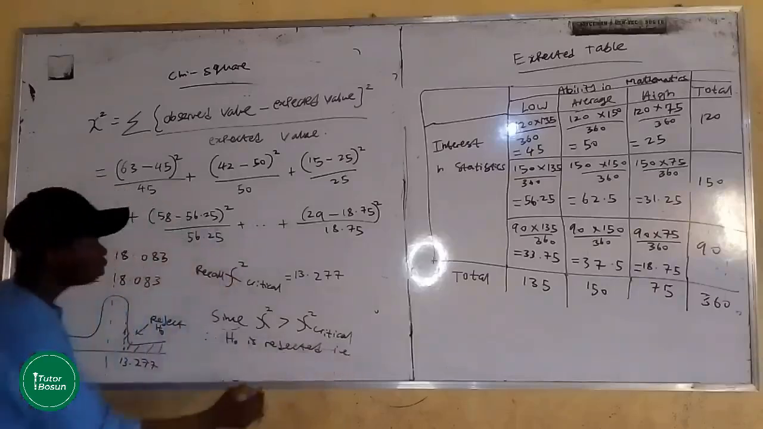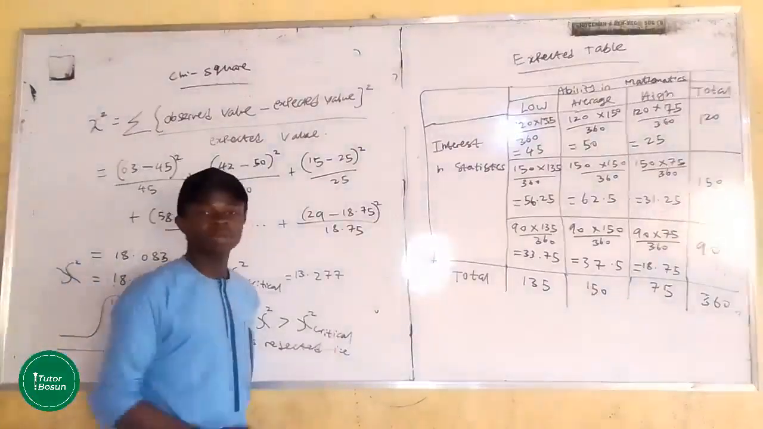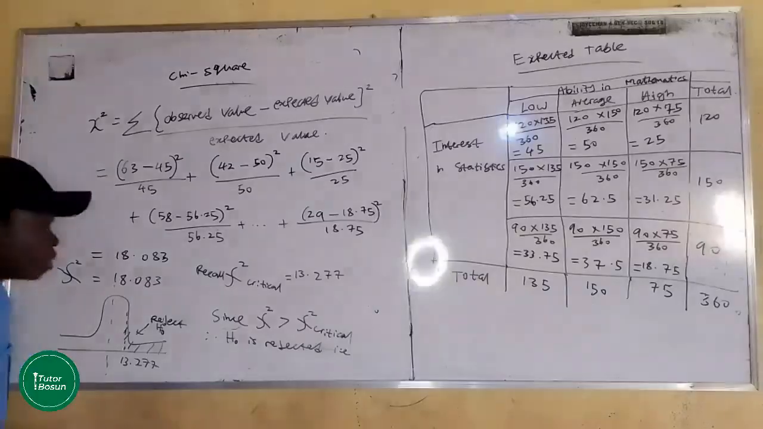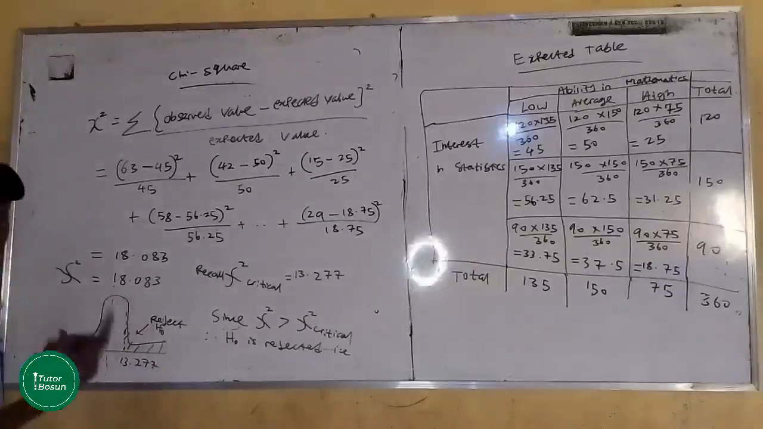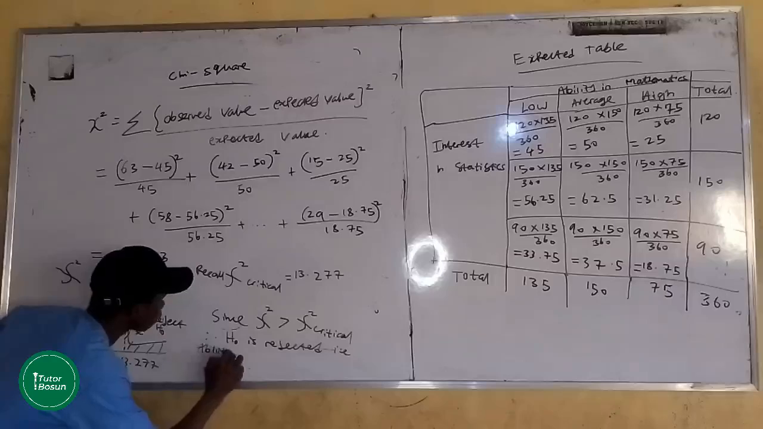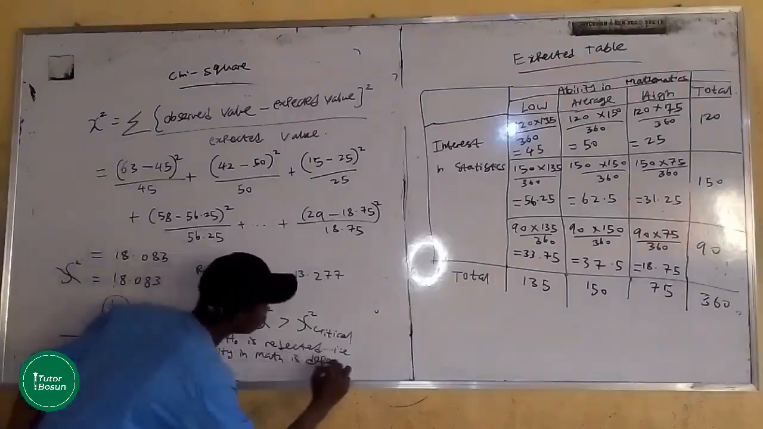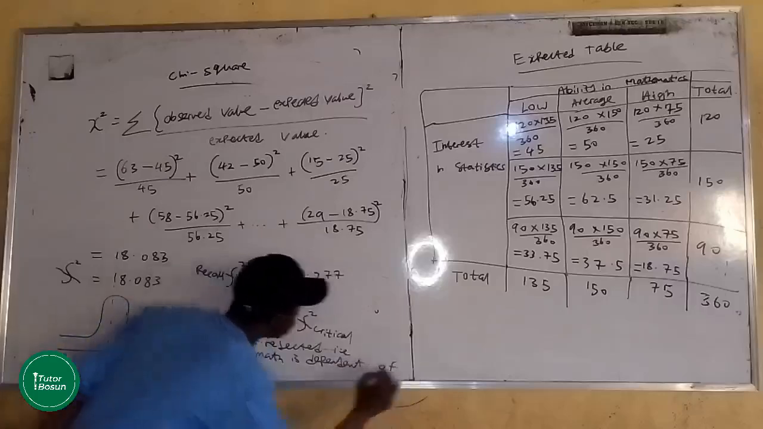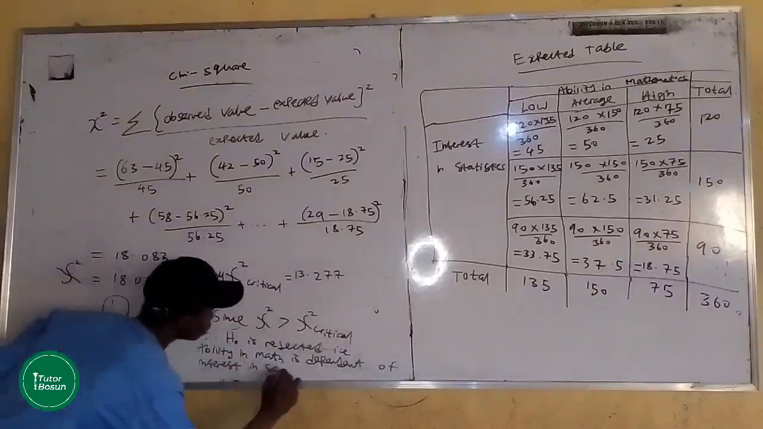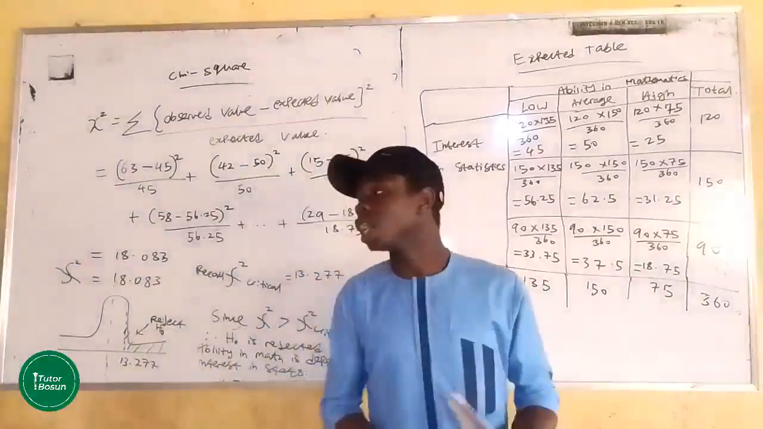That is, your H0 is that the ability in mathematics is independent of interest in statistics. So since that hypothesis is rejected, what will be our conclusion? Our conclusion is that ability in math is dependent on interest in stats. And that will be our conclusion to that problem.